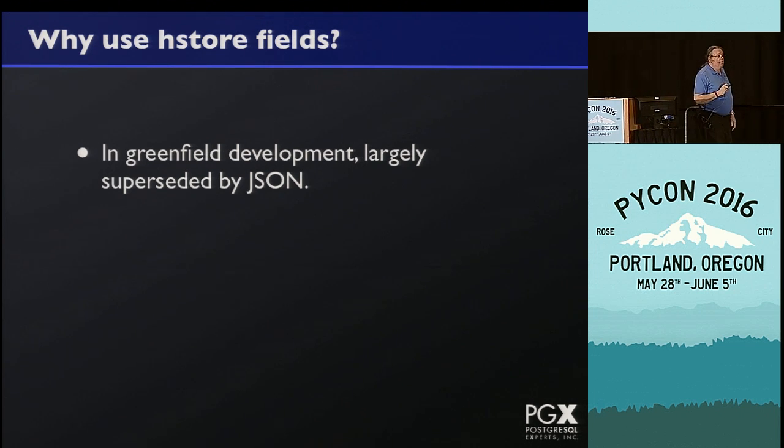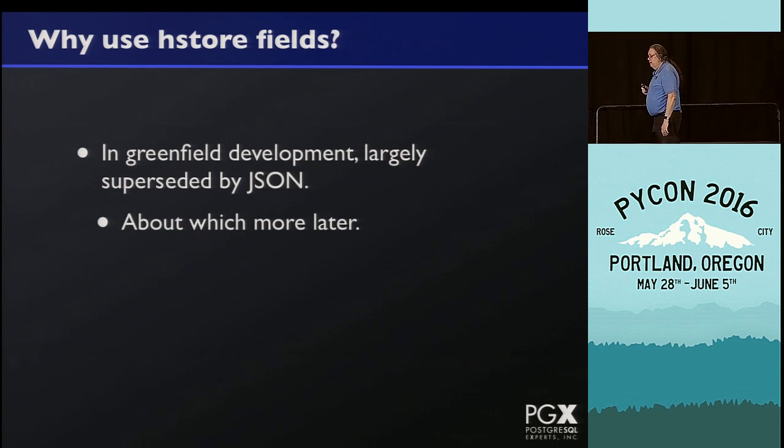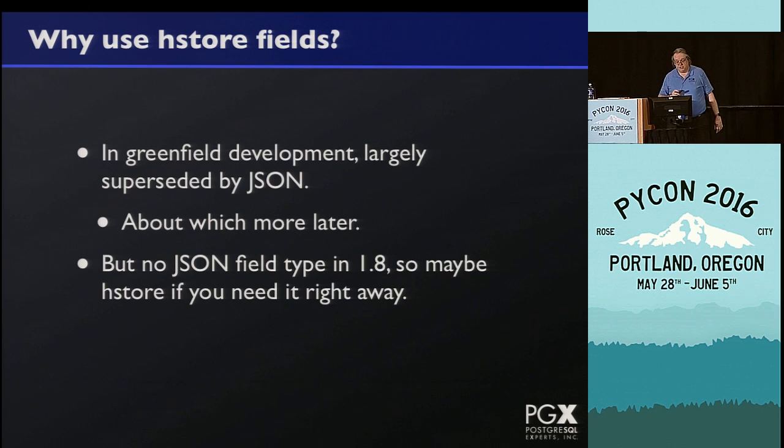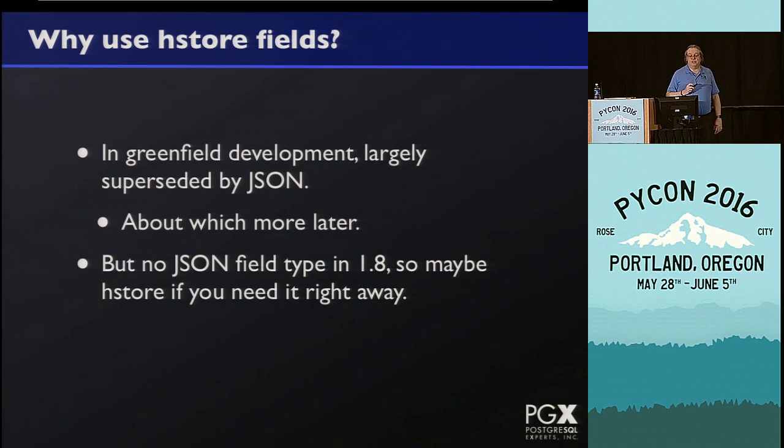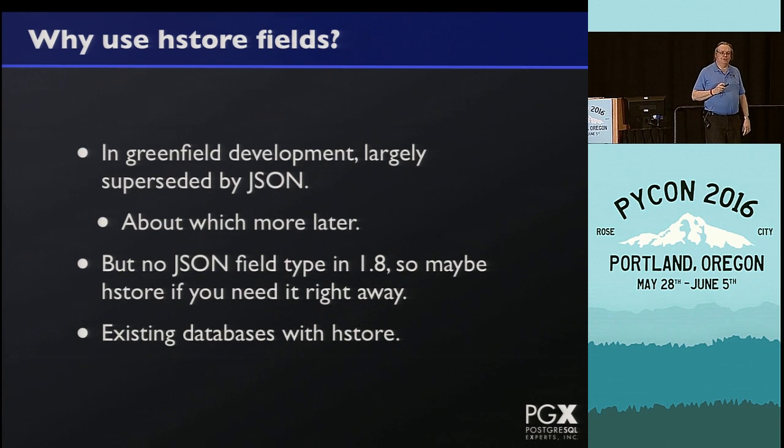The reality is, though, if you're starting something new, you're probably going to be using JSON instead of hstore. And we'll just talk about JSON in a bit. But if you're still on Django 1.8, it didn't have a JSON type, so if you need something like this right away, use hstore or upgrade to 1.9, which you should do anyway. Or, of course, you have an existing database with hstore, and now you want to use it in Django nicely.